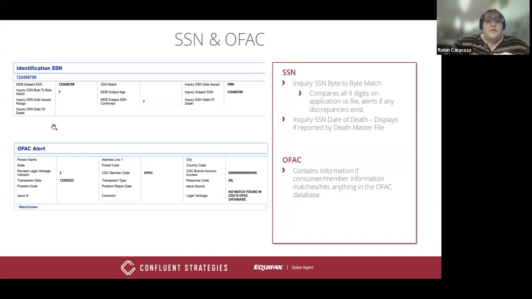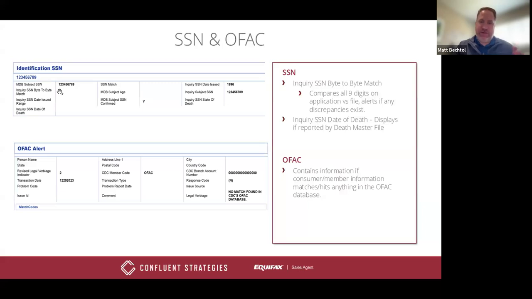Just a clarifying point right here. So inquiry subject SSN is what we have put into the application for the credit pull. Yes. And then the MDB subject SSN is what you're pulling back, what Equifax has. And then the byte to byte match tells you, is it a perfect match to what we have versus what you gave us? So if these two don't match, that's going to be an N. Correct. Okay.